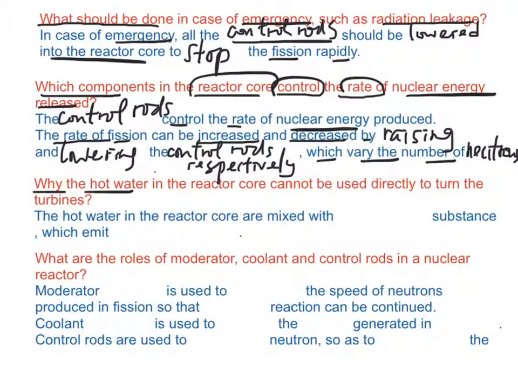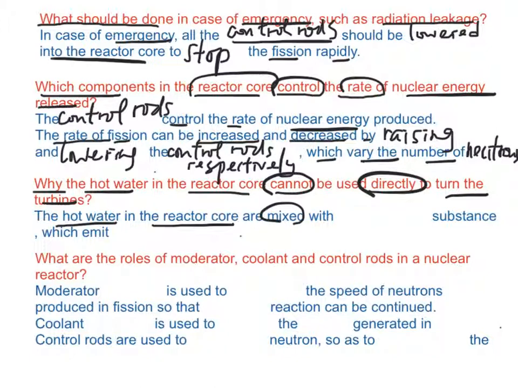While the hot water in the reactor core cannot be used directly to turn the turbines, it is because the hot water in the reactor core is mixed up with radioactive substances, barium and krypton, which will emit radiation.